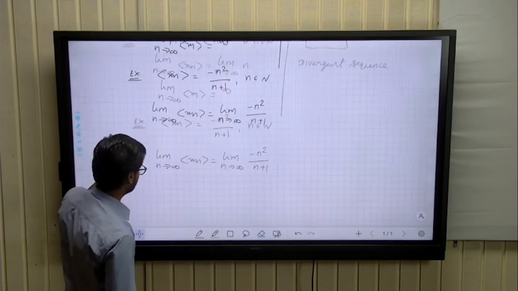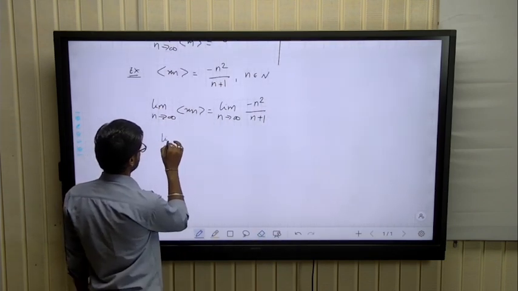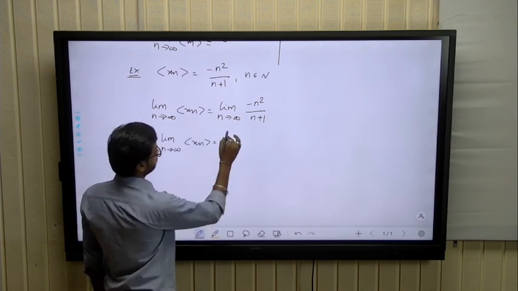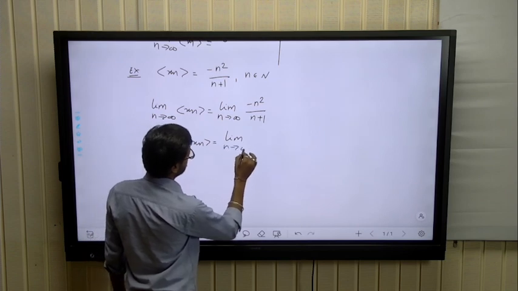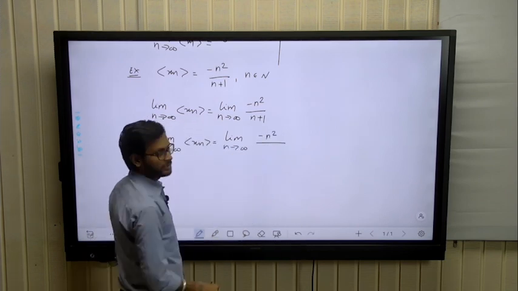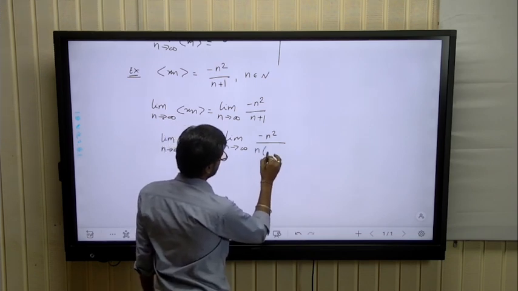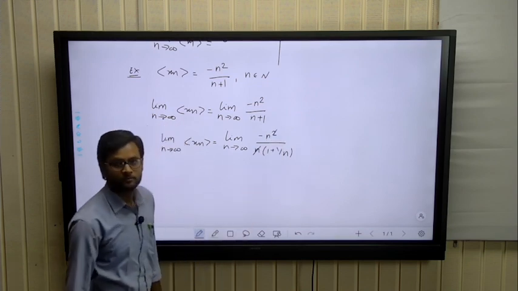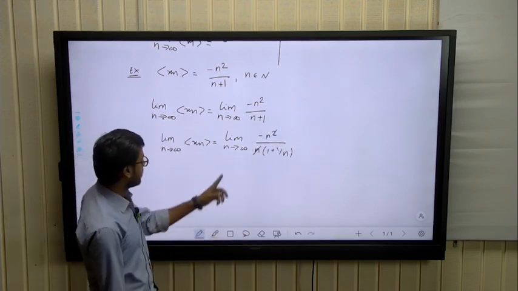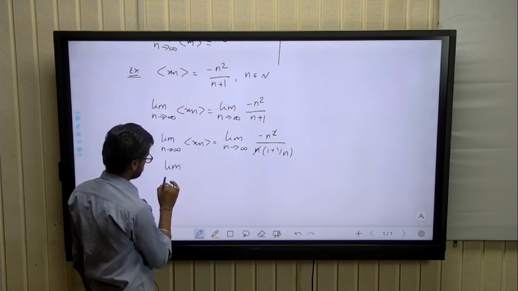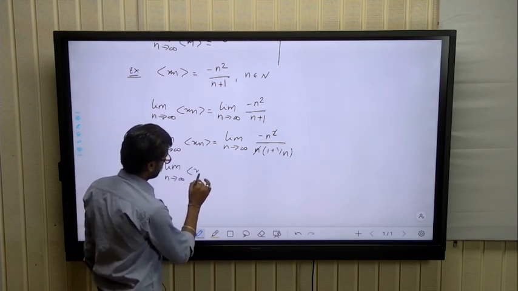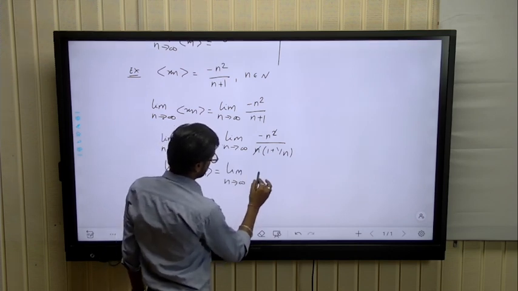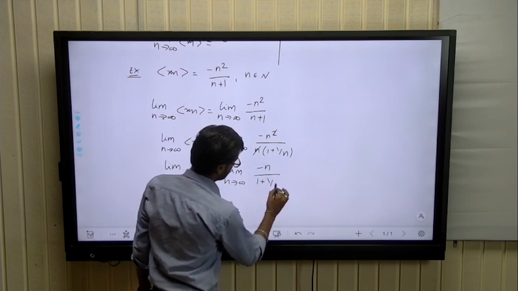Okay, now we solve it. So we find the limit as n tends to infinity of xn, which is equal to the limit as n tends to infinity of minus n square upon n times 1 plus 1 upon n, taking n common in the denominator. Now we cancel one n from the two. So what we got is the limit as n tends to infinity of minus n upon 1 plus 1 upon n.